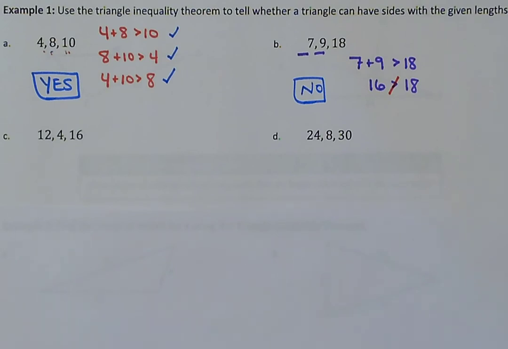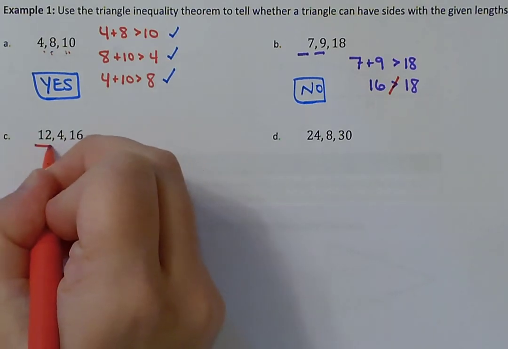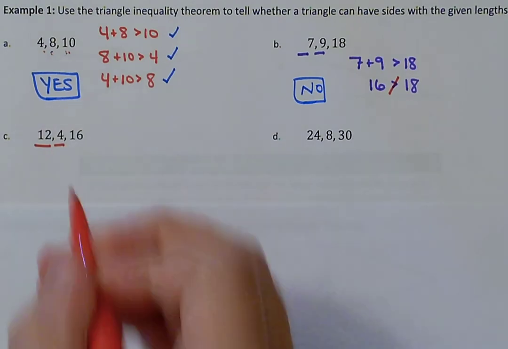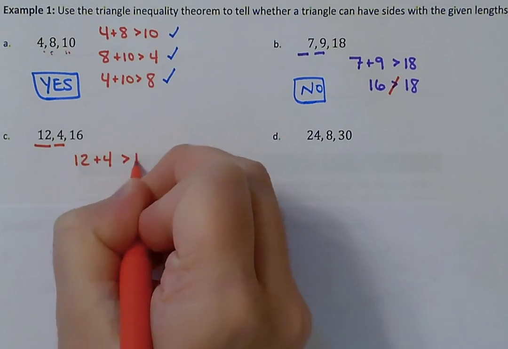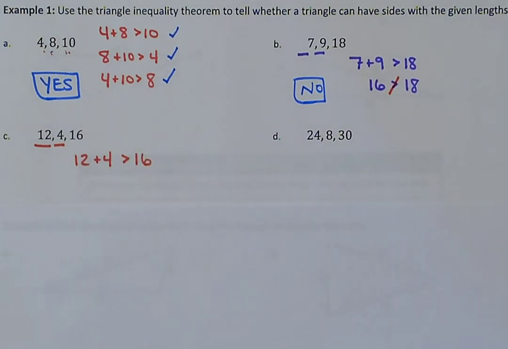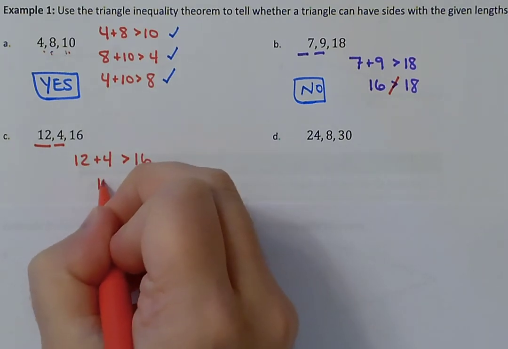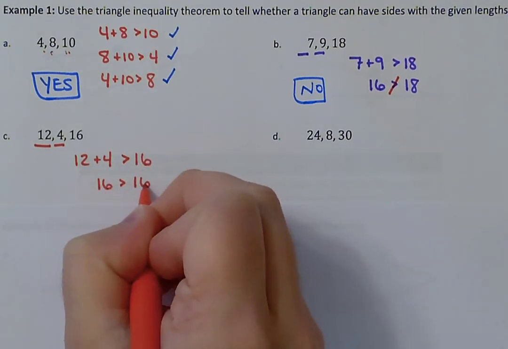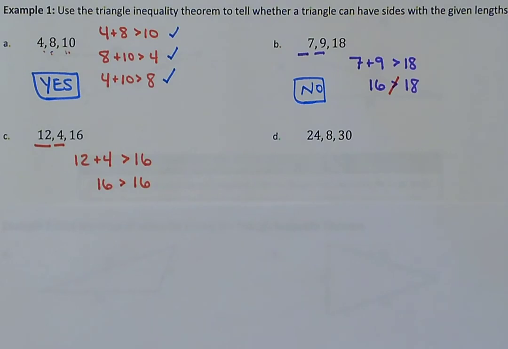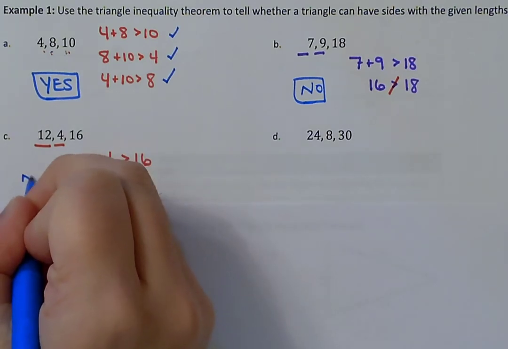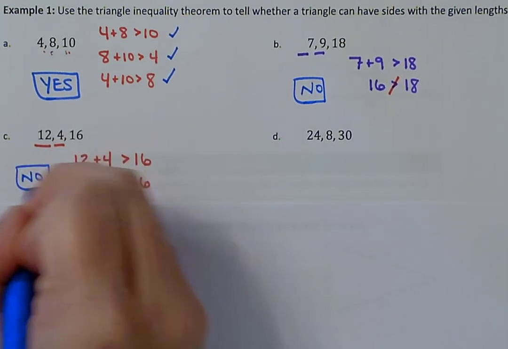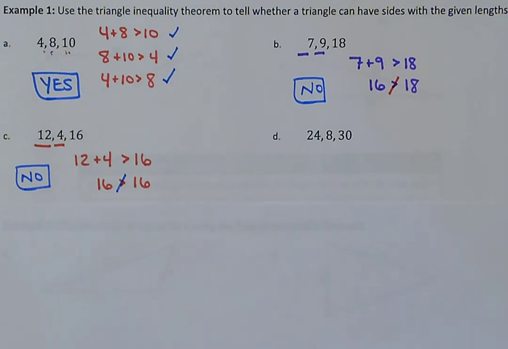So for C, that would look like taking 12 and 4. If we do 12 plus 4, we want to know if that is greater than 16. 12 plus 4 is 16. So is 16 greater than 16? No, it is not, because they are equal to each other. Therefore, these 3 side lengths would not form a triangle.